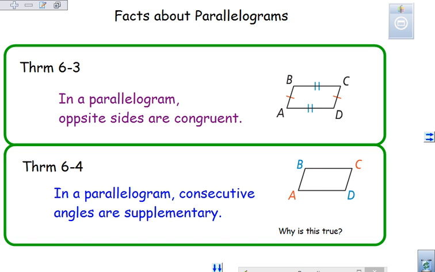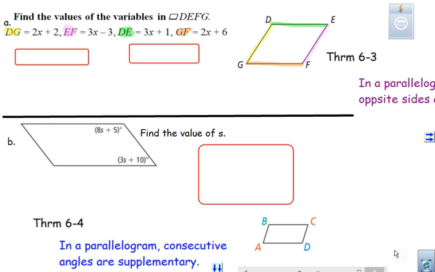Why is this true? Well, we were just talking about that. We have these parallel lines, and then if you draw on a transversal, you have consecutive interior angles. So let's try some examples.